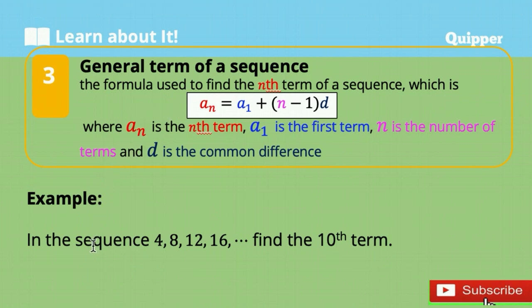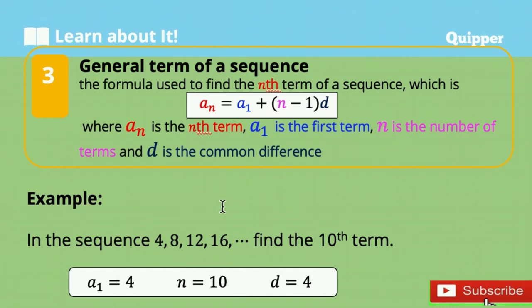For example, in the sequence 4, 8, 12, 16, and so on, find the 10th term. Before we solve this problem, of course, we need to have first the 3 necessary values before we can use the formula. We need to know what a sub 1 is, what n is, and what d is. A sub 1 is equal to 4 because 4 is the first term in this sequence. N is equal to 10 because we need to find the 10th term. And the common difference for this arithmetic sequence is 4.